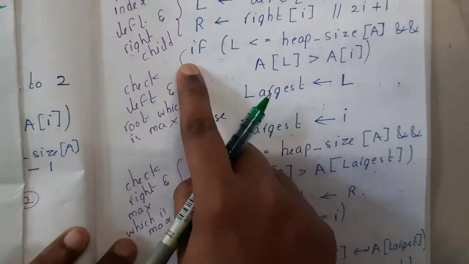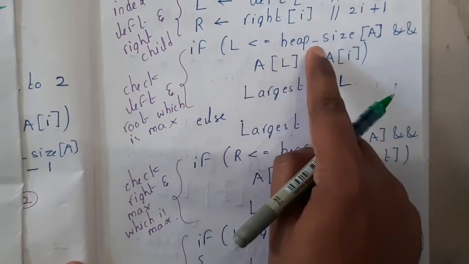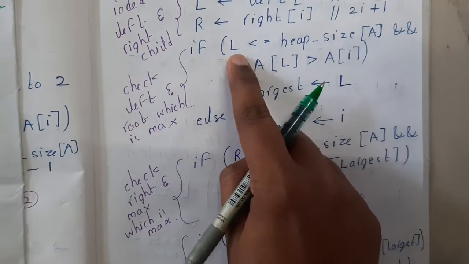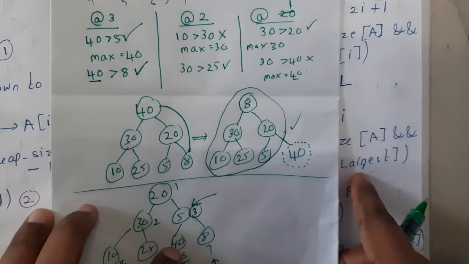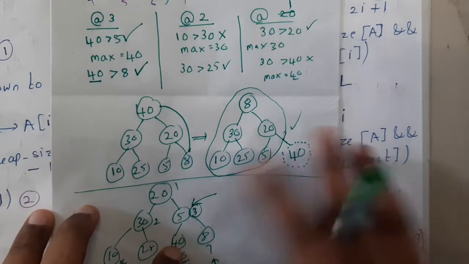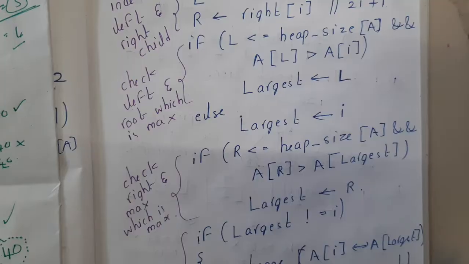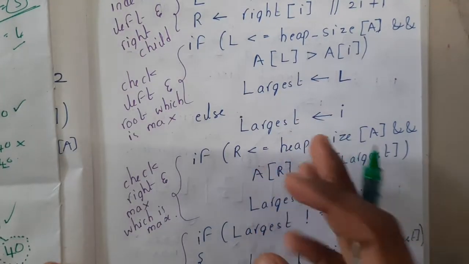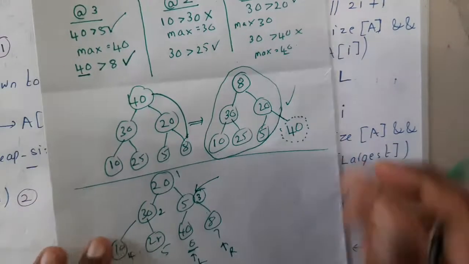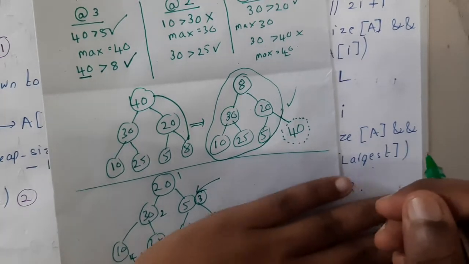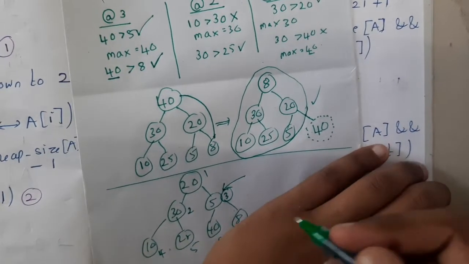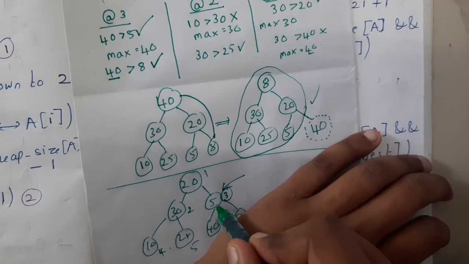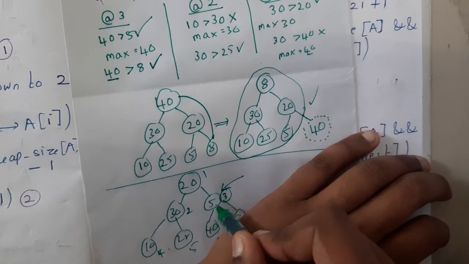Okay, if L is less than heap size. So if our left value is less than our heap size, what does it mean guys? It means we are not having any left child, right? Yes. Okay, sorry for that guys. So assume that these two elements are not there guys, just assume in that way. And now we try to calculate the left child of this third element.